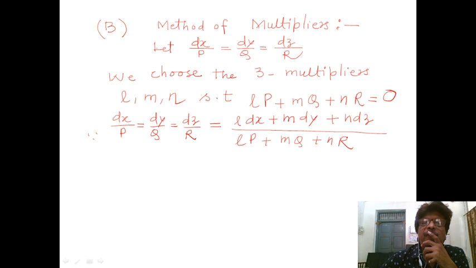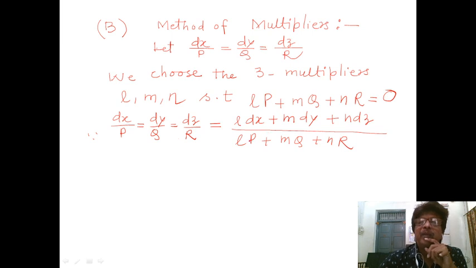If we multiply all the numerators by L, M, N respectively and add, similarly the denominators respectively by L, M, N, they are in ratio and proportion with these simultaneous auxiliary equations. So, what is the denominator? Denominator is LP plus MQ plus NR. This is in ratio or it is equal to this ratio.